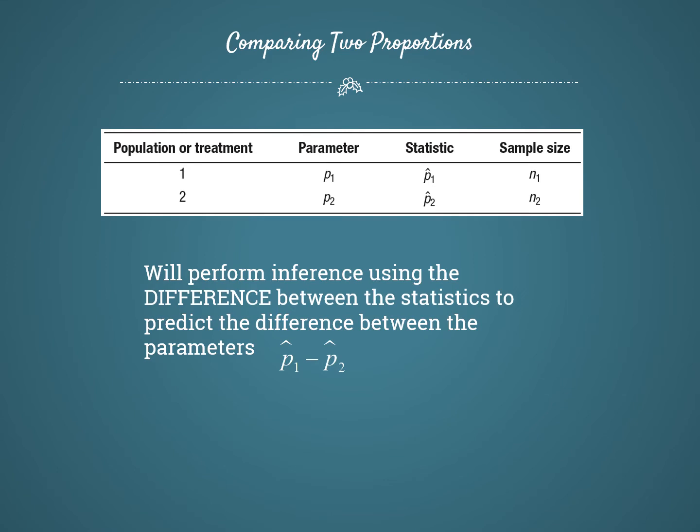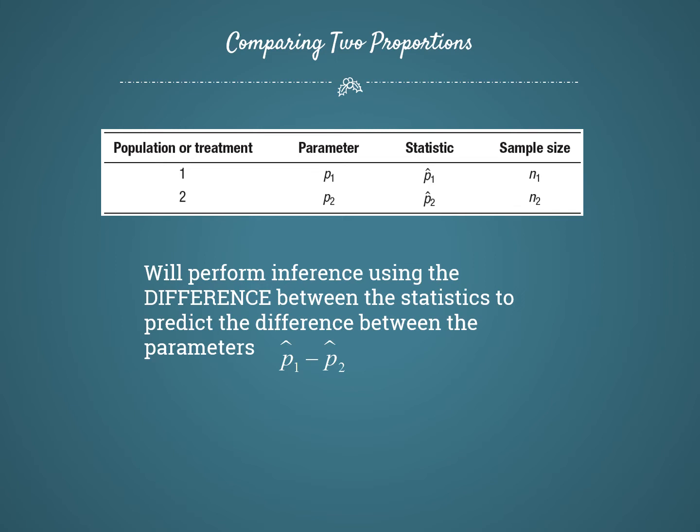So I'm looking at two different proportions. There's going to be population 1, where I have some parameter p1, and then the statistic is p hat 1, and then the sample size is n1. And then I have a second population or treatment where the parameter is p2, the statistic is p hat 2, and then my sample size is n2.